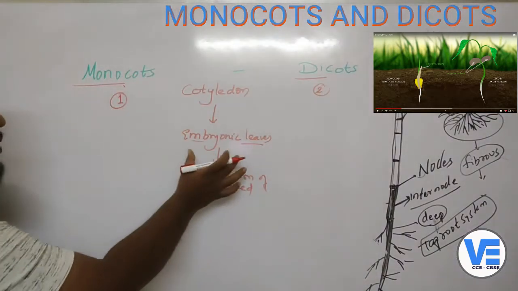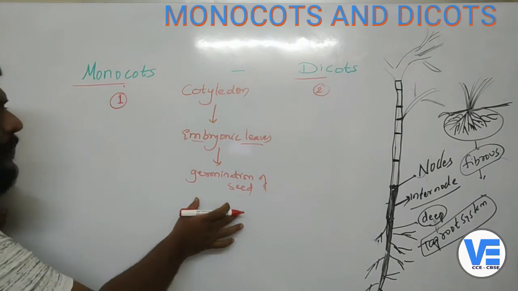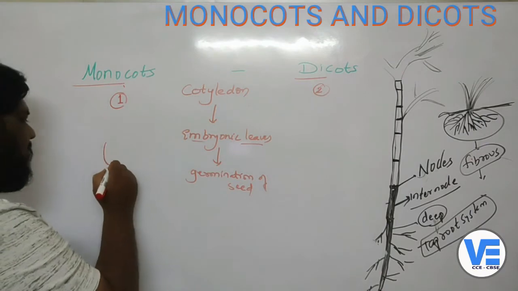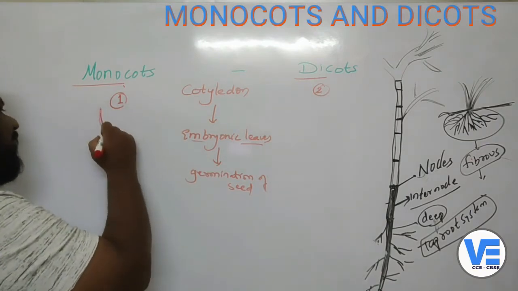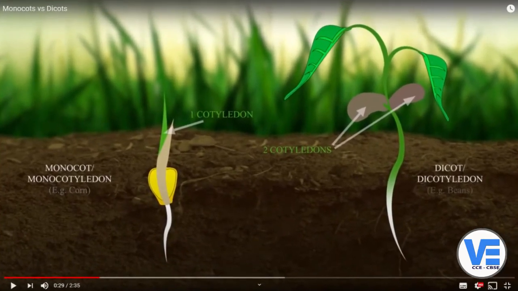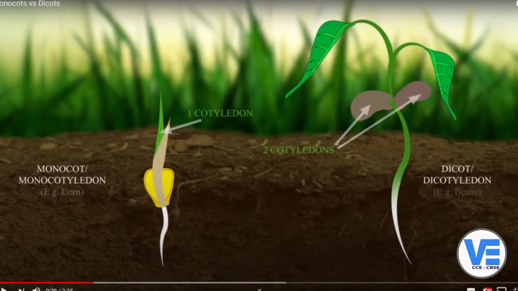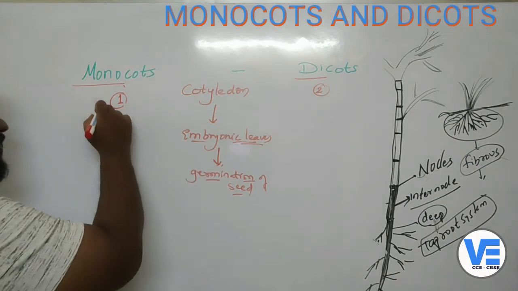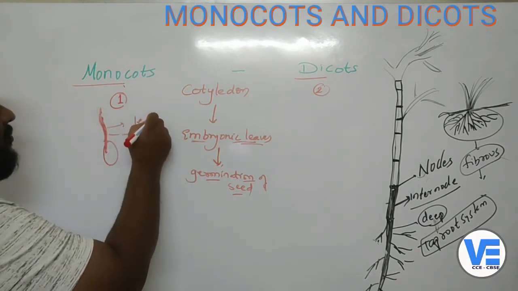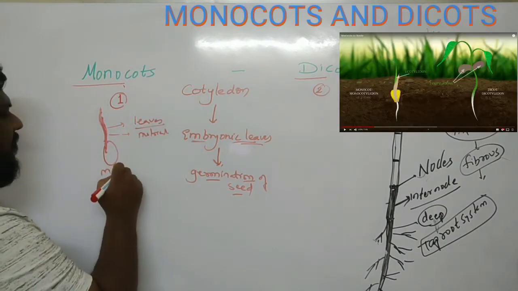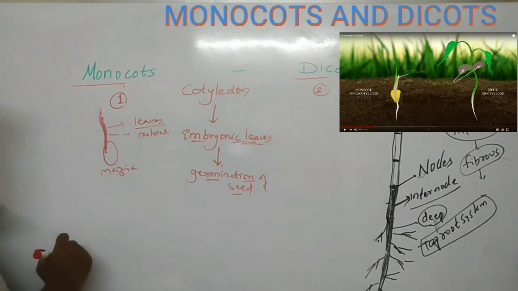These nutrients are given by the embryonic leaves. Based on these embryonic leaves, the plants are divided into monocots and dicots. In the monocots, only one leaf comes out from the seed, which is the embryonic leaf, not the true leaf. It comes after the germination of the seed and stays until the true leaves come out, giving nutrients until then. This kind of leaf you can see in the maize plant.